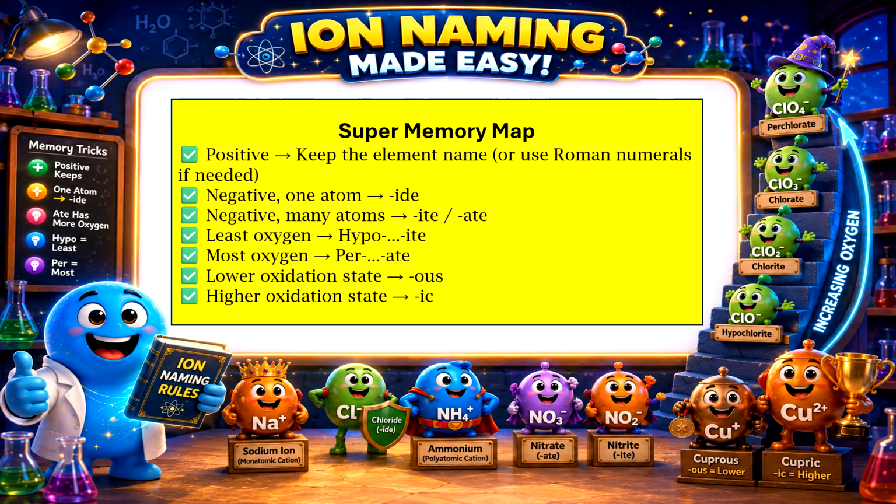Today we learned positive keeps its name, negative one ends with IDE. ITE means less oxygen, ATE means more oxygen, hypo means least oxygen, per means most oxygen, OUS means lower oxidation state, IC means higher oxidation state.